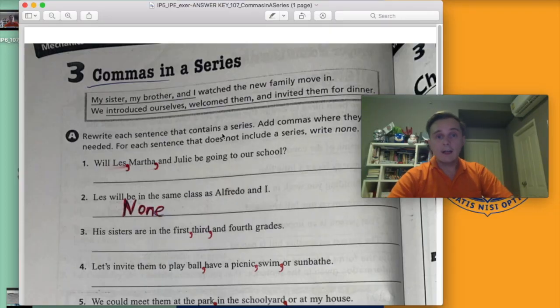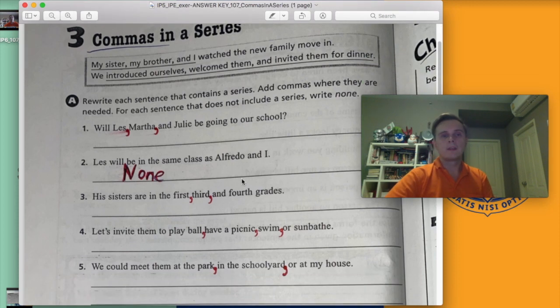Okay, on the e-learning platform, you should see a file that says IP5, IPE, EXER, answer key 107. So this is the answer key to the last piece of homework I gave you. In section A, you needed to write these sentences again with commas, and if there was anything that you didn't need to add a comma to, then you wrote the word not. Now, I asked you to write the sentences again. I've not done that, just so it's clear you can see my red pen on this original text.